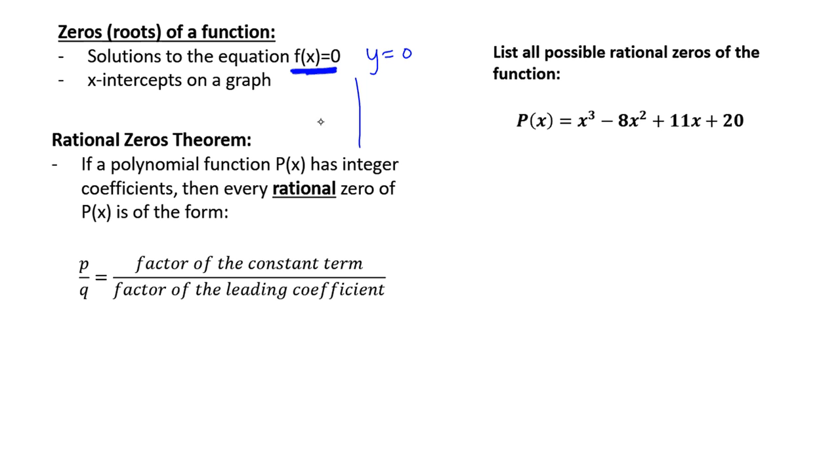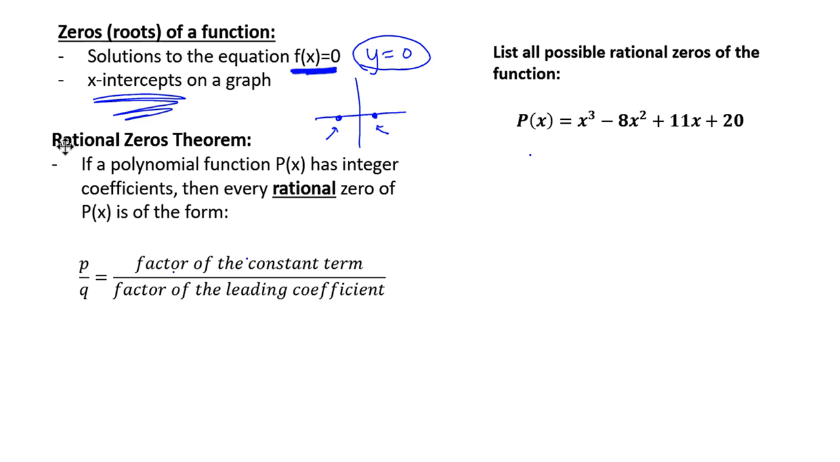Now, on a graph, those points where y equals 0 are stuff like this and that. Those are called x-intercepts. So when I say zeros of a function, that's what I'm talking about. I'm talking about what x's give me y equals 0, or what x's are intercepts on the graph. Okay, that's what we'll be talking about this next whole section, is those zeros.